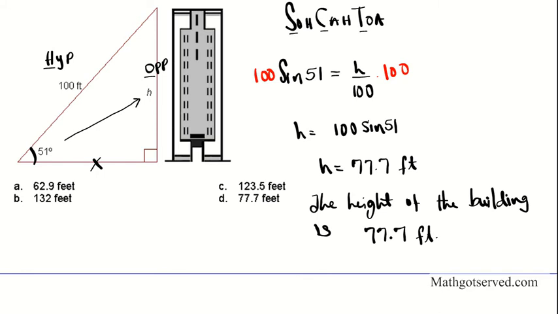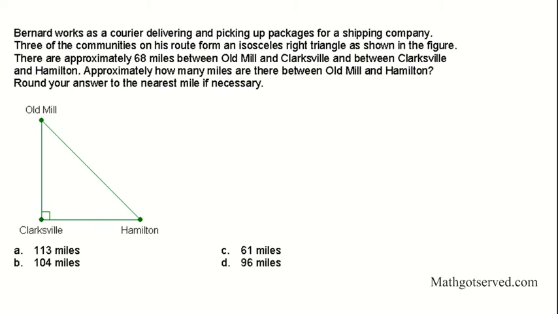All right, let's move along to question 3. Question 3 is as follows. It says, Bernard works as a courier, delivering and picking up packages from a shipping company. Three of the communities on his route form an isosceles right triangle, as shown in the figure. So this side right here is congruent to that side. There are approximately 68 miles between Old Mill and Clarksville. So between Old Mill and Clarksville, we have 68 miles.